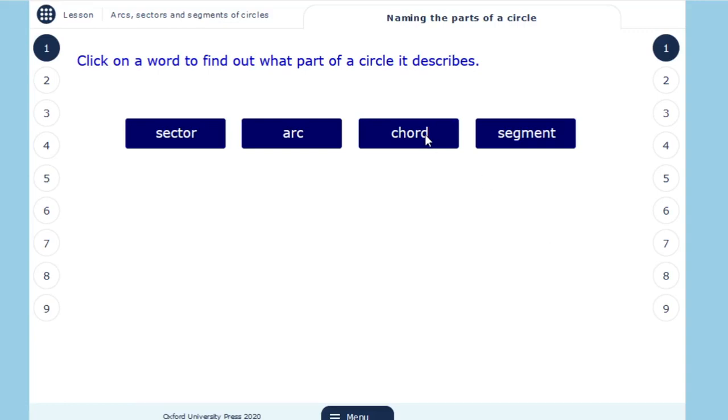Hello, this is Maths with Lemon, and in this topic we will see the arcs, sectors, and segments of circles. Let's see one by one what each is and what it describes.